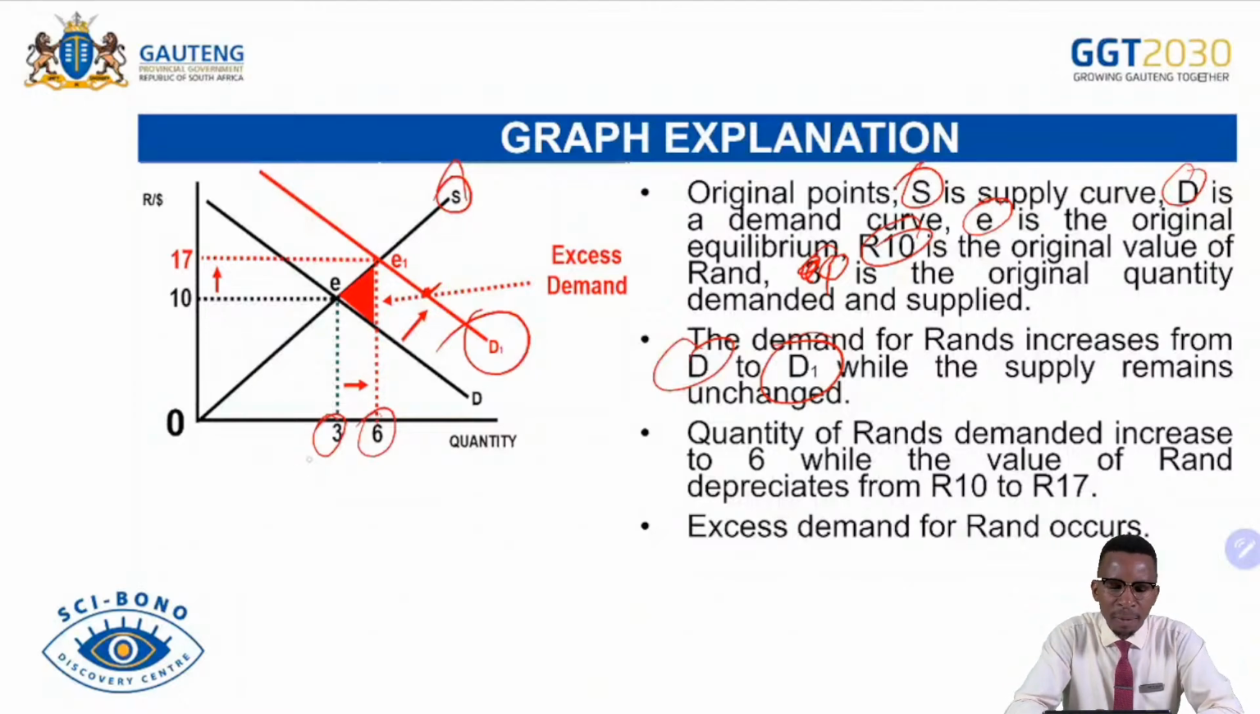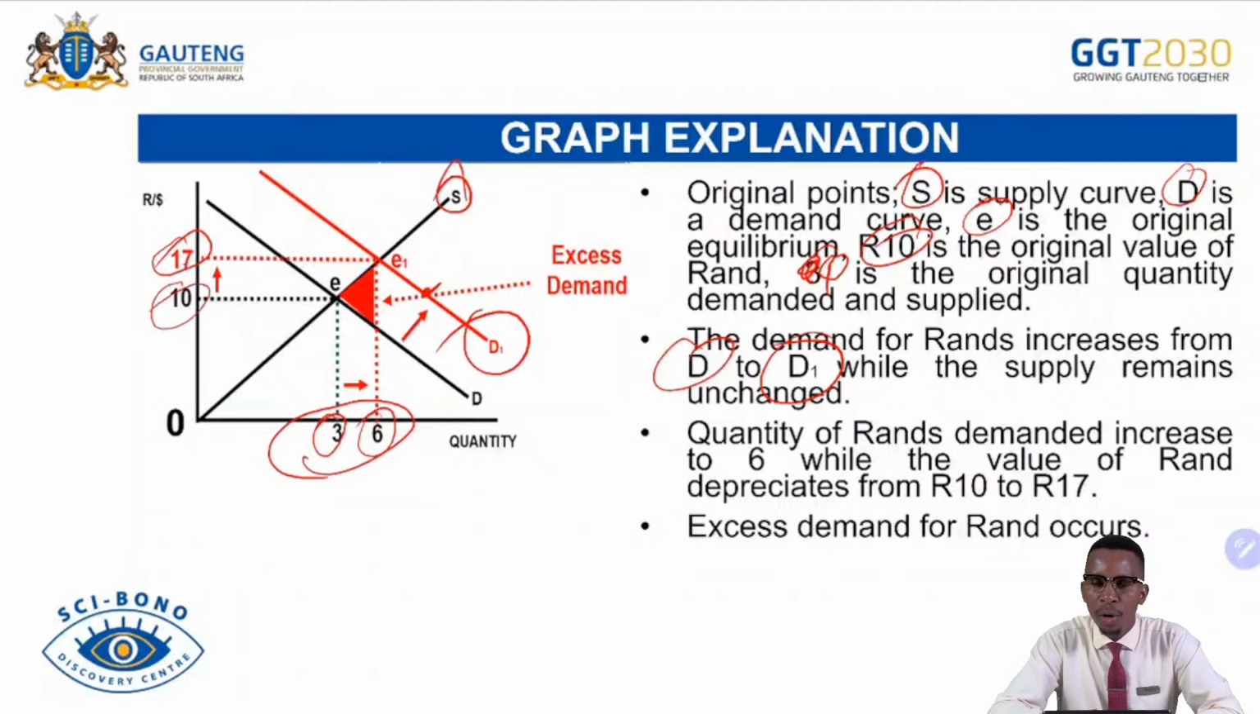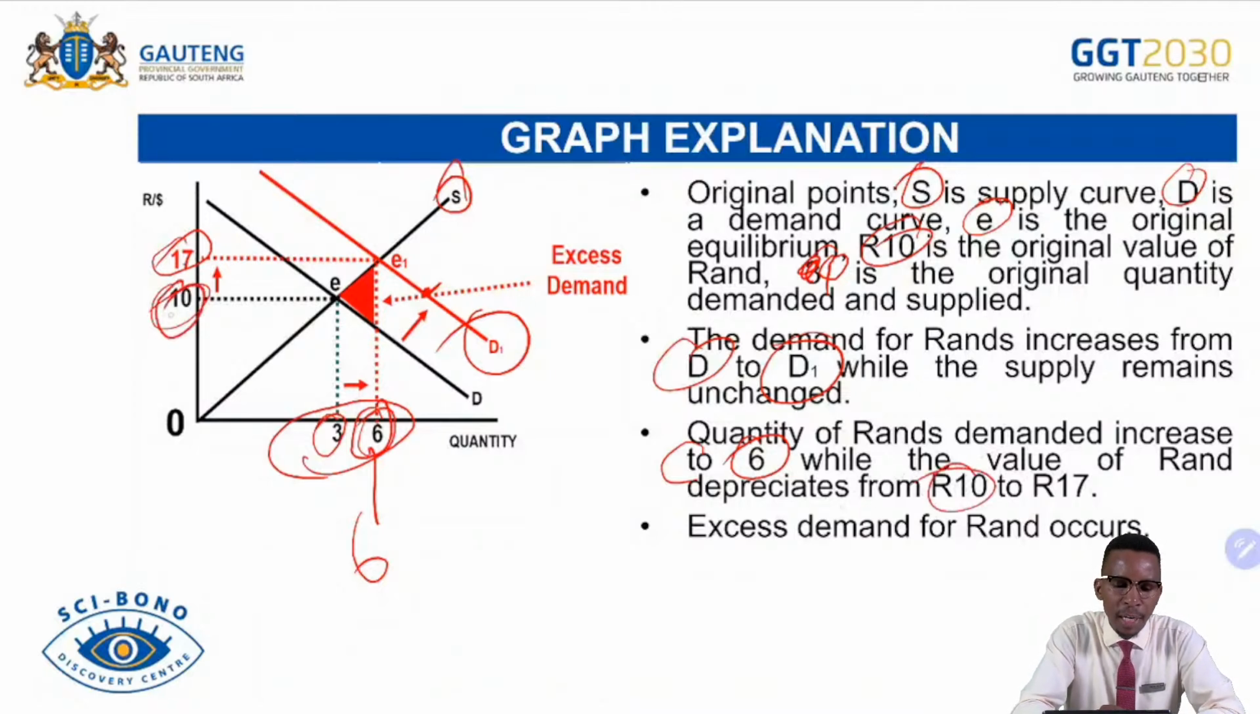The rand is over-demanded within the foreign markets, resulting in the rand losing strength. Now the rand is costing 17 rand to afford the dollar, but before it was only costing about 10 rand. So we call this depreciation. It is caused by the increase in the demand for the rand while the supply remains constant. The quantity of rand demanded increased to 6. We see this is 6, while the value of the rand depreciates from 10 to 17 rand.